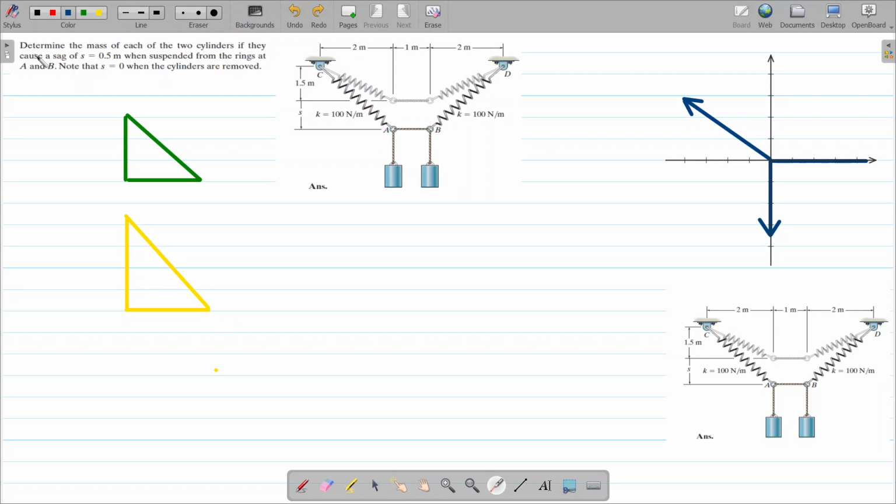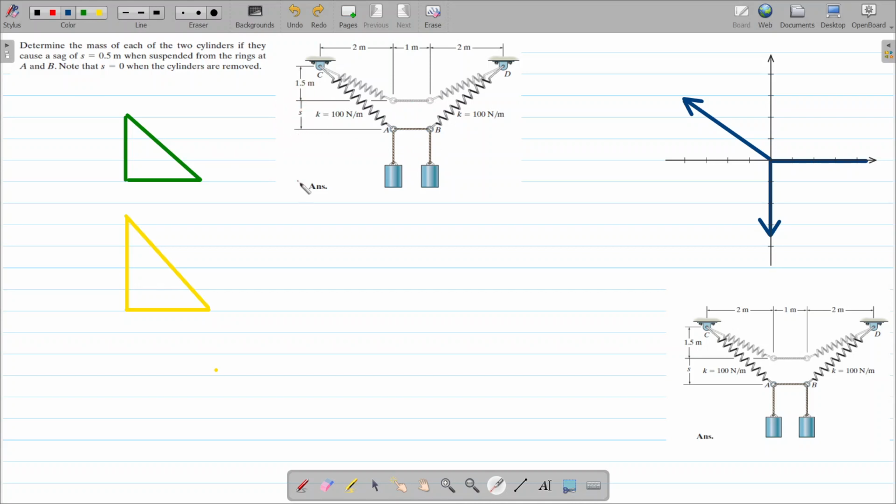He says determine the mass of each of the two cylinders if they cause a sag of s equals 0.5 meters when suspended from the ring at A and B positions. And he gives you a very important hint that the value of s equals 0 when the cylinders are removed. When this cylinder and this cylinder of the two springs are removed, these two springs go back to their initial position, which is this and this. But it will only happen when this value of s becomes 0.